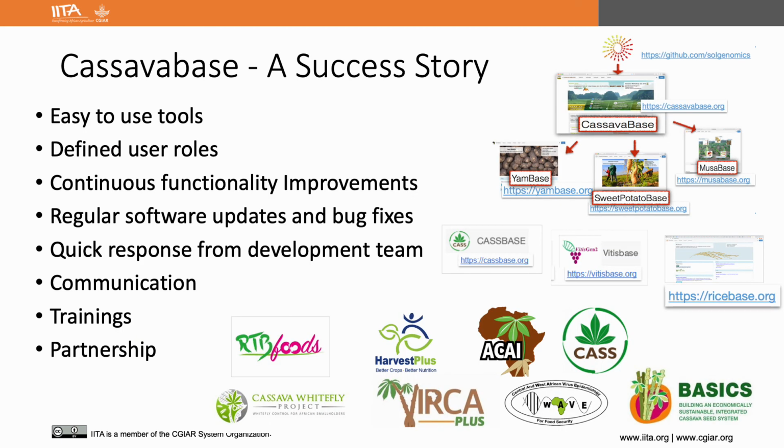From a user point of view, these are the reasons that I think have made CassavaBase a successful database. This success has led to the development of other crop databases like YamBase, SweetPotatoBase and MusaBase. Not only from other crops, even other projects working on cassava are using CassavaBase, like RTB Foods, Cassava Source to Sink and Ground Penetrating Radar, etc. I wish and look forward to other projects working on cassava research, like Cassava Whitefly, WAVE and VirCA, also benefiting from using CassavaBase.